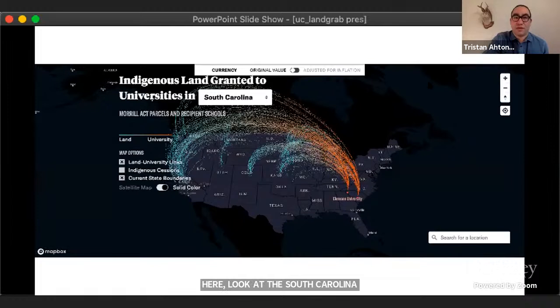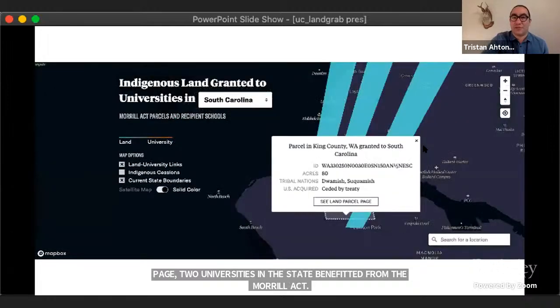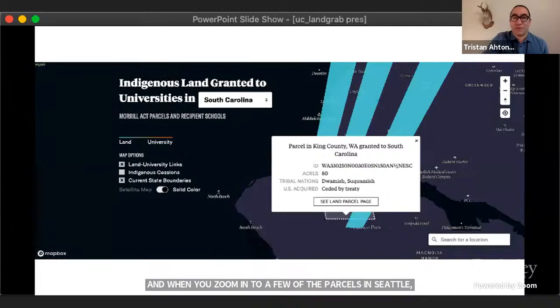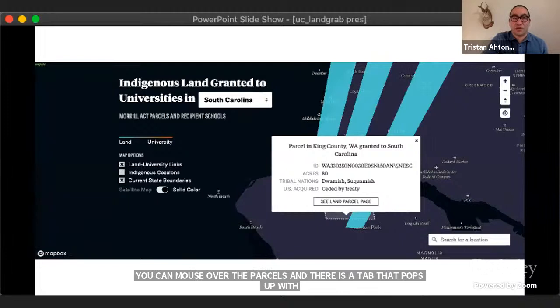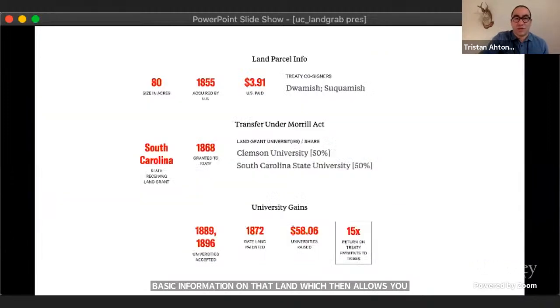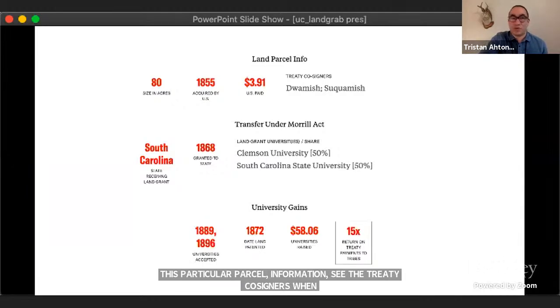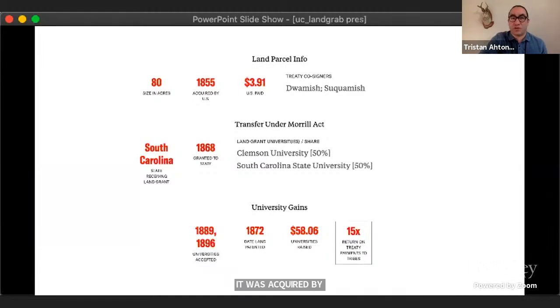And when you zoom in to a few of the parcels in Seattle, you can mouse over the parcels and a tab pops up with basic information on that land, which then allows you to click on the parcel page. So here on this particular parcel info, you can see the treaty co-signers, when it was acquired by the United States, and the gains associated with it. Just with this page, you can start to construct a story about this very specific piece of land.